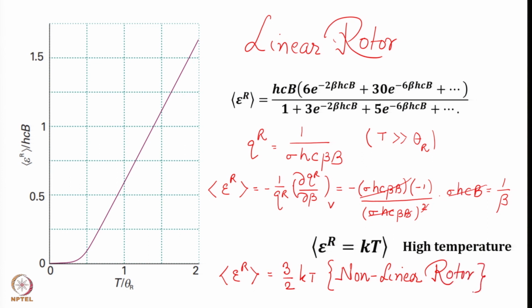Just remember that for a linear rotor, the mean rotational energy is given by kT, and for a non-linear rotor the value is 3 by 2 kT. You should be able to derive an expression for the mean rotational energy of a non-linear rotor if the temperature is less than the rotational temperature. If the temperature is more than the rotational temperature, then the result is right here. I hope that this is clear to you.